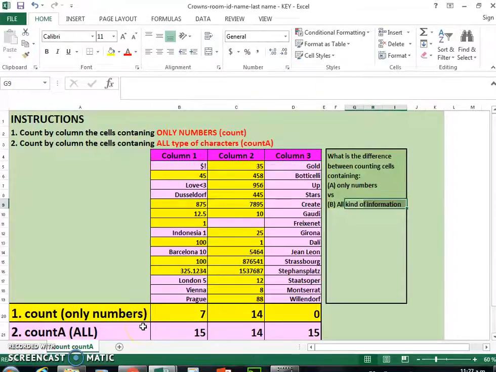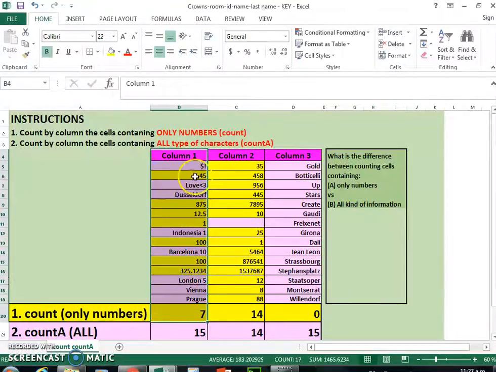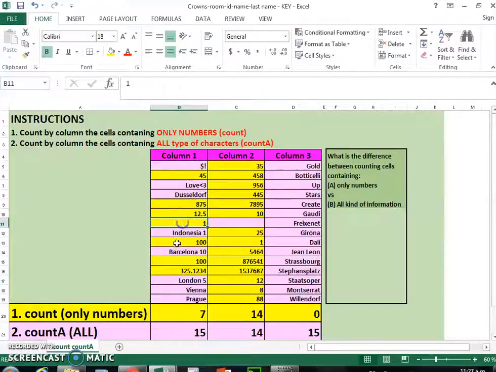Basic functions. We are going to learn several basic functions. The first functions are count and count A. For example, column Y. Let's check the cells that contain only numbers. It's only 7. Are the ones in yellow. 1, 2, 3, 4, 5, 6, and 7.